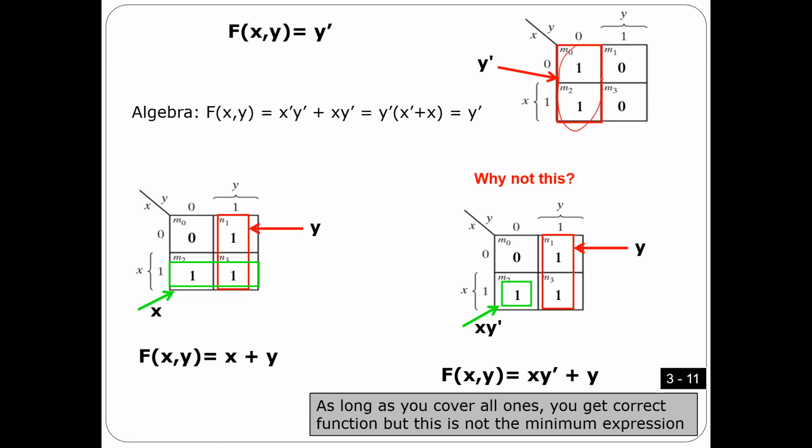Okay. So can I take these two together as one group? The answer is yes. You can take them as one group, because they are neighbors. And in this case, if you take this one as a group, this is the area of y prime. So I can say f is equal to y prime. Okay. And I show you here, if you use Boolean algebra, you will end up with the same result. Okay.